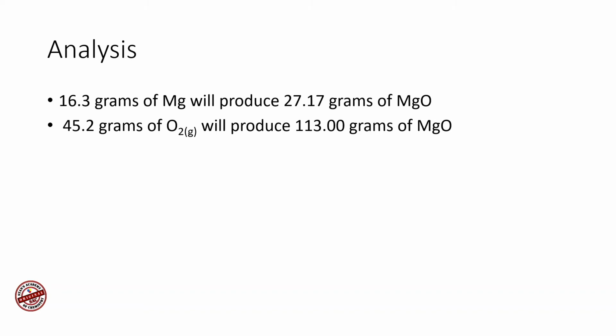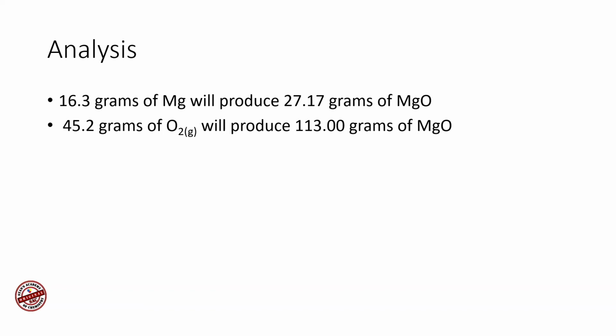So if 16.3 grams of magnesium completely reacts, you will only get 27.17 grams. And if 45.2 grams of oxygen completely reacts, assuming that it has the right amount of magnesium, it should produce 113.00 grams. So if you are mixing 16.3 grams of magnesium and 45.2 grams of oxygen, you cannot have two different numbers. You will only have one number. So that would be 27.17 grams because oxygen is present in excess.